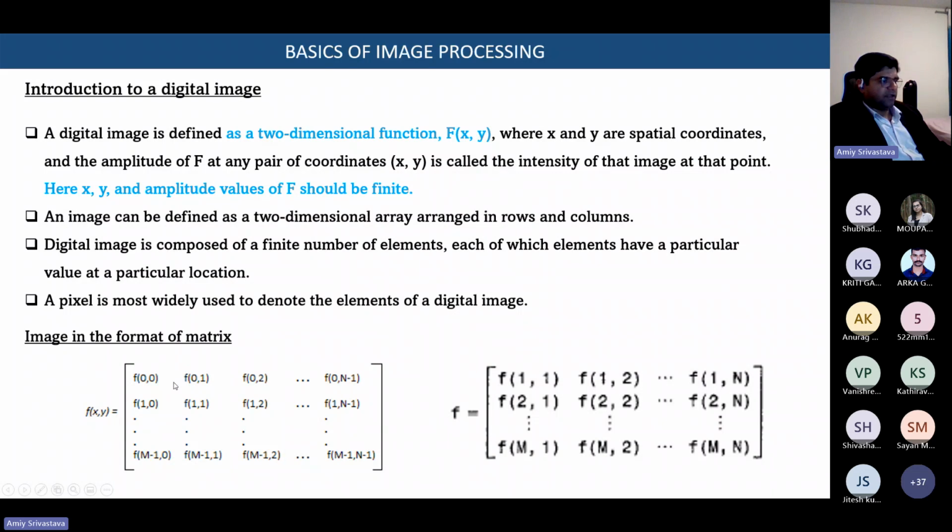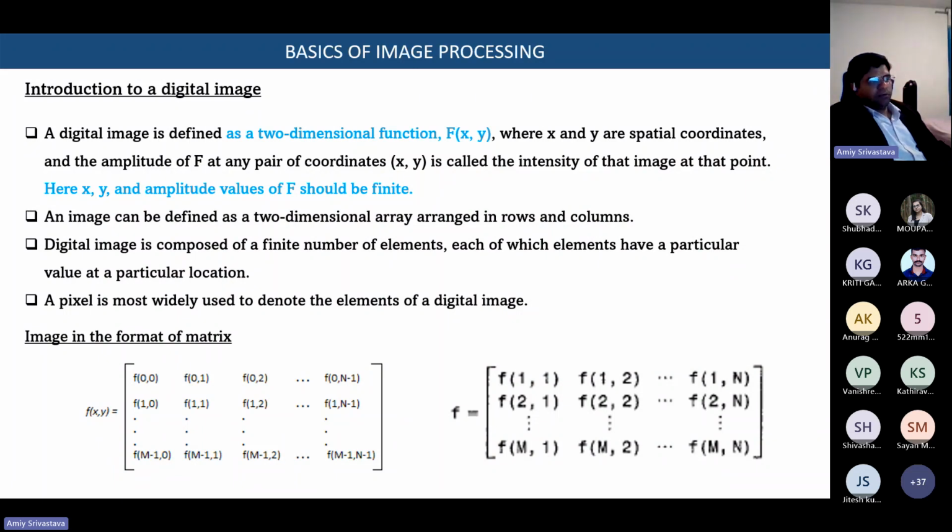You can see this is x, y, and these are basically pixels. F00 is the pixel situated in this position. F01 is the pixel situated in this position. F02 is another pixel situated in this position. And these F values represent the intensity of that pixel.